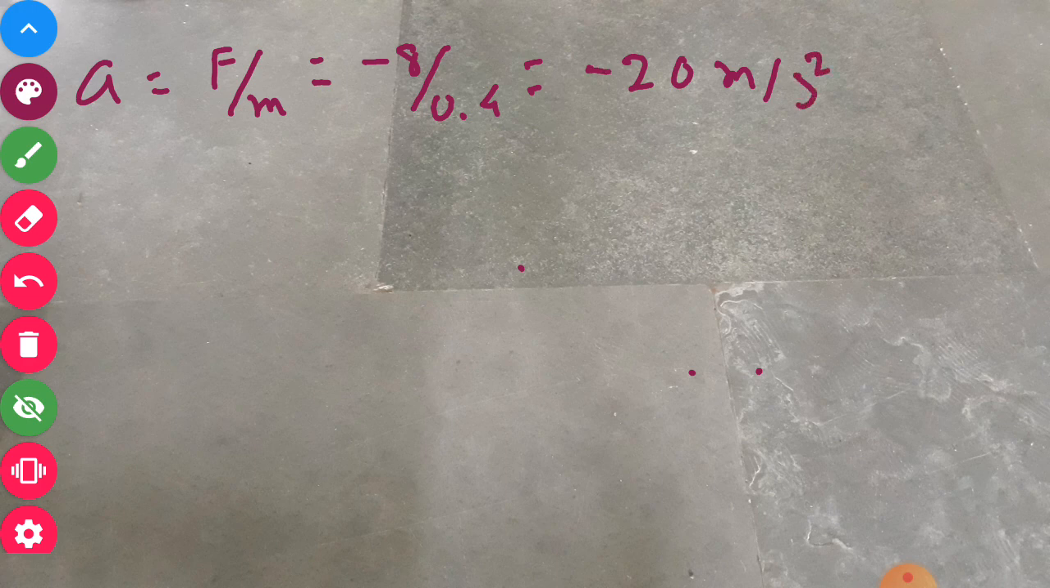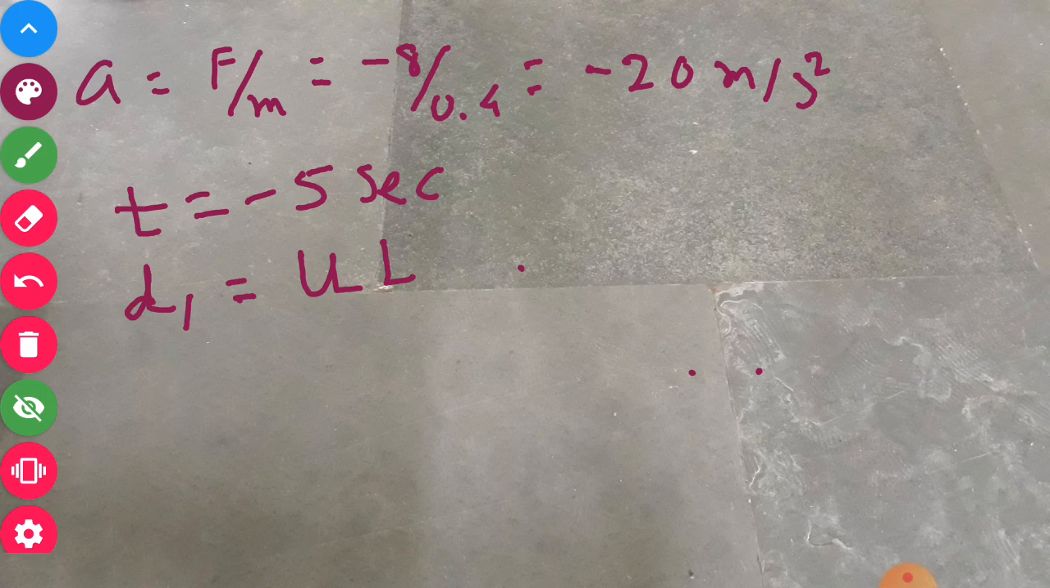Now first, position at t equal to minus 5 seconds, which means before the application of the force. So that position d1 is equal to u into t. It was moving with constant velocity in the north direction. So at this point, if the force is applied, then its position before that.